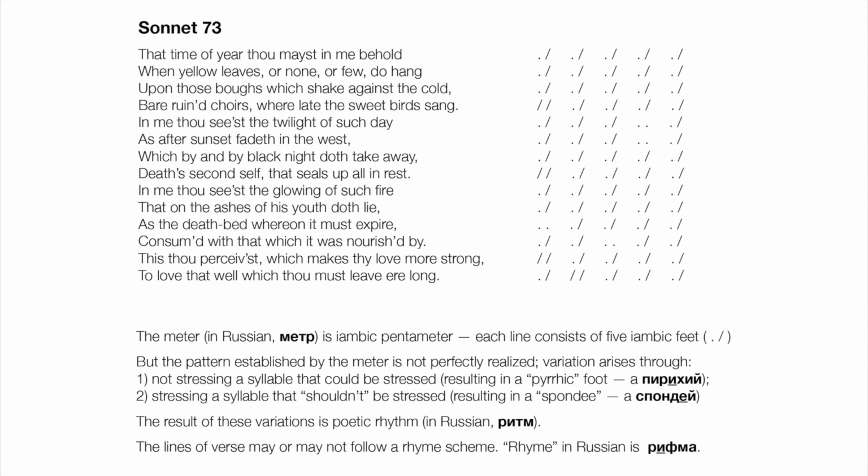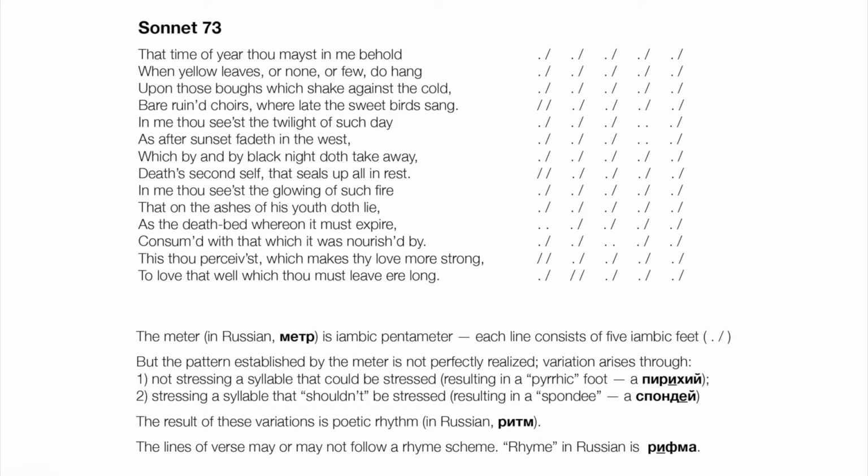Okay, so a couple of terms in Russian, right? The Russian for meter is metr, and the meter is sort of the pattern. A pyrrhic foot is a pirrikhiy, again from the Greek, and a spondee is spondey, right? So those are the names of the two: a pyrrhic foot and a spondee. So again, with all these variations in mind, we get what we could call rhythm, the actual rhythm of the poem, as opposed to the meter, the pattern.